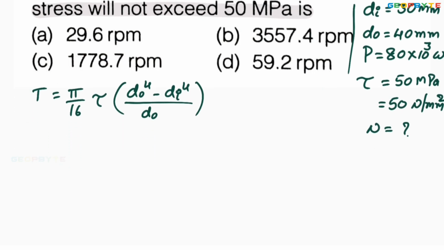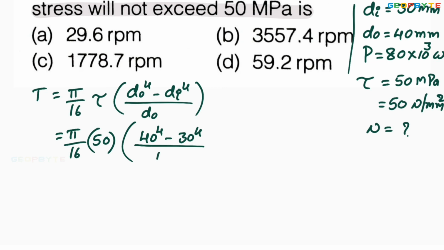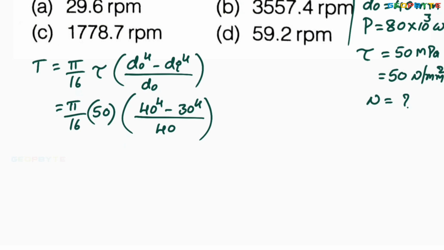Let us put the values. Pi by 16 into tau equal to 50 into outer diameter 40 power 4 minus inner diameter 30 power 4, by outer diameter 40. You simplify this value to get the torque equal to 429.5146 into 10 raised to 3 Newton mm.